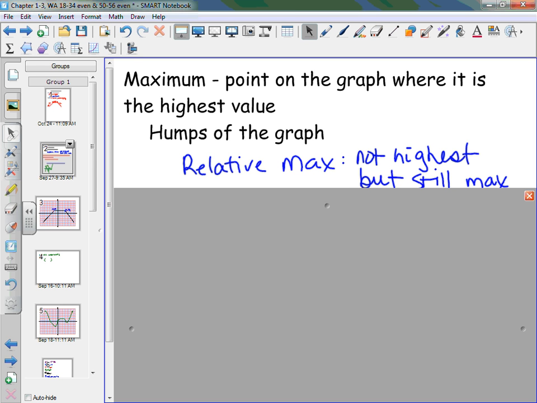Now we have something called a relative maximum. A relative maximum is not the highest hump on the camel's back, but it is a maximum value, meaning it has a mountain. You have little hills, you got little big old mountains. Not all mountains are the same height. Some of them are the relative ones, some of them are absolutely the highest ones. Does that make sense?